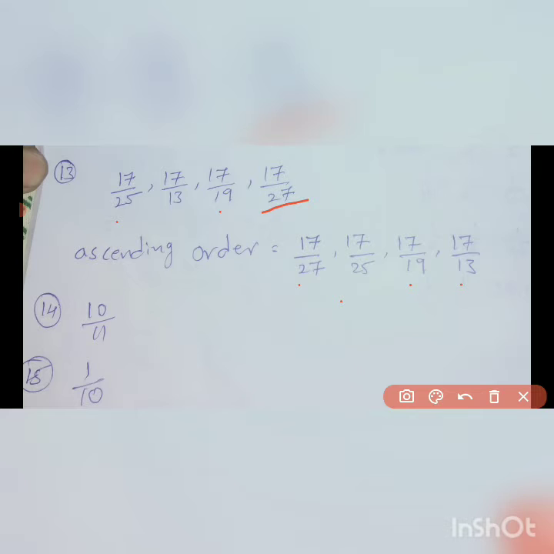First 17 by 27 is the smallest number. Next larger number is 17 by 25. Next larger number is 17 by 19. Next is 17 by 13. This is the ascending order.